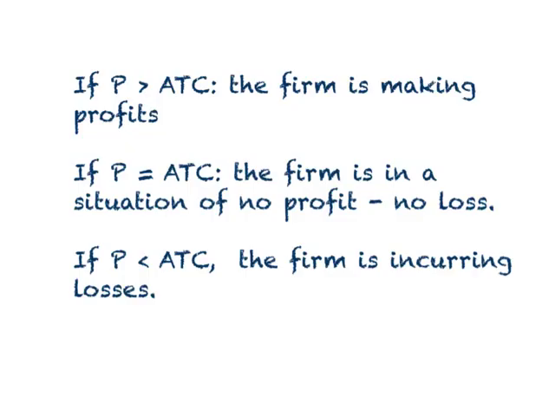So based off our discussion, you should remember the following rules. If price is greater than ATC, the firm is making profits. If these two are equal, no profit, no loss. And if P is less than ATC, the firm is incurring losses.